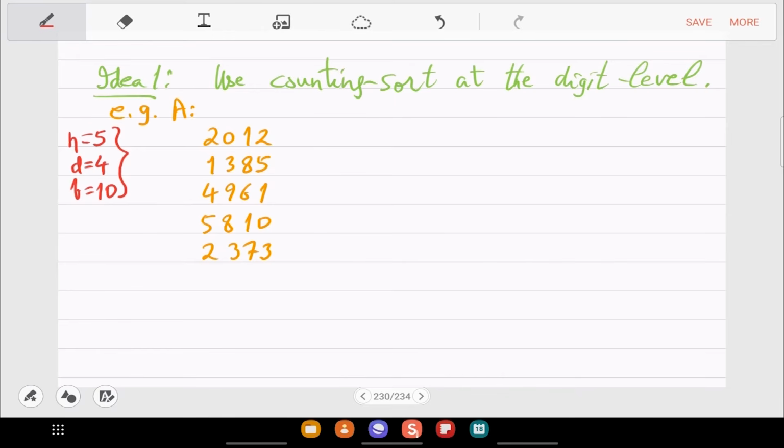So what do you think we should start sorting with? The most significant digit or the least significant digit? Most of the students will say most, but that is not the right answer. What we will start with is actually the least significant digit. We'll sort from there.